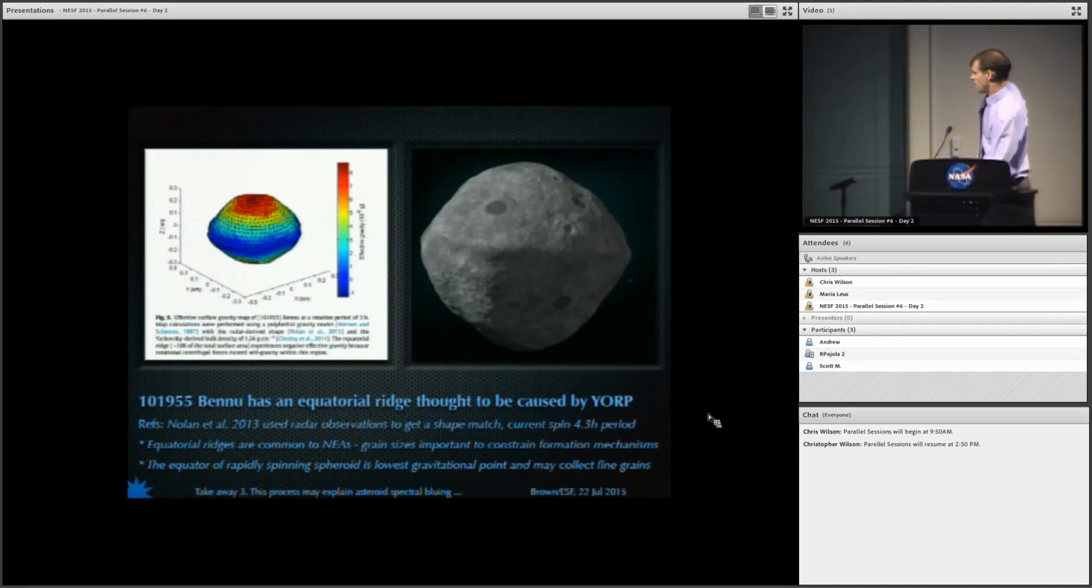In fact, he would have been looking at what is now thought to be an equatorial ridge on Bennu. This is data from the shape model of Bennu that we have now from Nolan et al. 2013, showing an equatorial ridge here on Bennu, and it's thought to be caused by the YORP effect. And we also do see equatorial ridges on other NEAs as well. So this could be an important sort of effect to investigate with as many physical methods as we can. And Binzel's results actually suggested to him that there was a finer grained regolith in the equatorial region and coarser grained regolith in the higher latitudes.